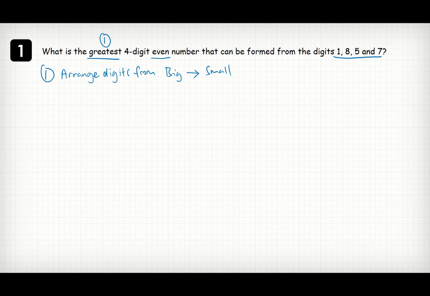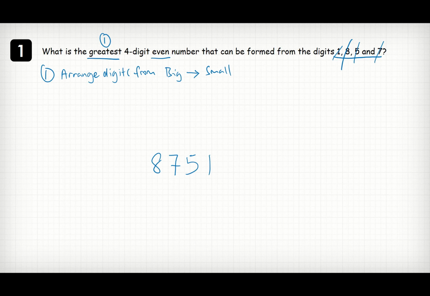Which is the largest digit? 8. Next largest digit, 1, 5, and 7, 7. Followed by 5, and followed by 1. Right, so this undoubtedly, as I mentioned, is the greatest 4-digit number. Not the greatest 4-digit even number, but the greatest 4-digit number that can be formed from the given digits.